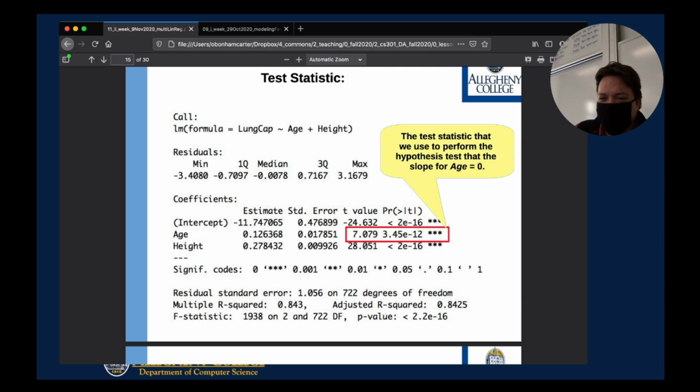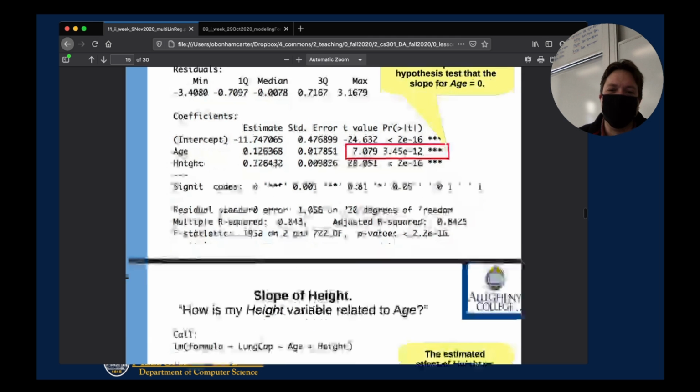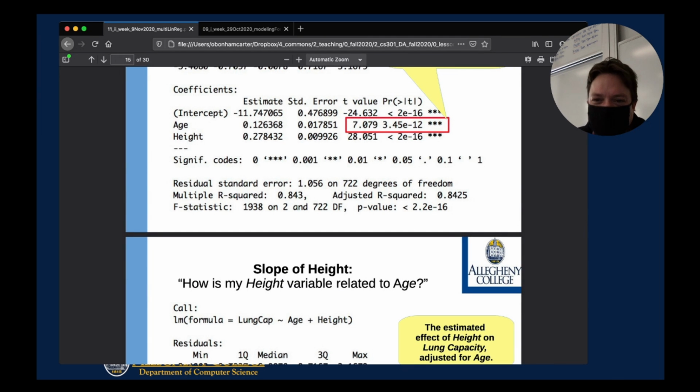These 3 stars that exist after that 3.45 times 10 to the minus 12, that's your test statistic value here. I can't select this stuff here, but the 3 stars indicate that that is a significant value. Where the red box is, it's significant. So that suggests to me, long story short, that age is actually a good variable to be putting into this equation. And same with height, because I have 3 stars after that.